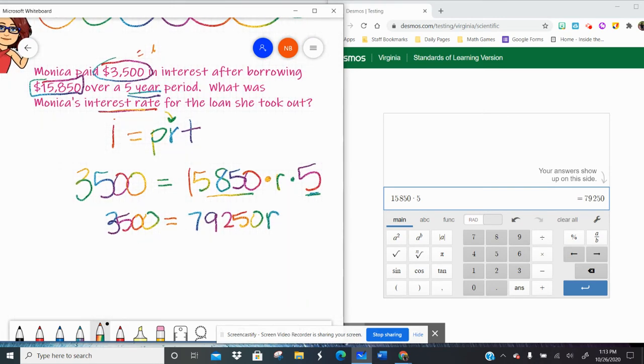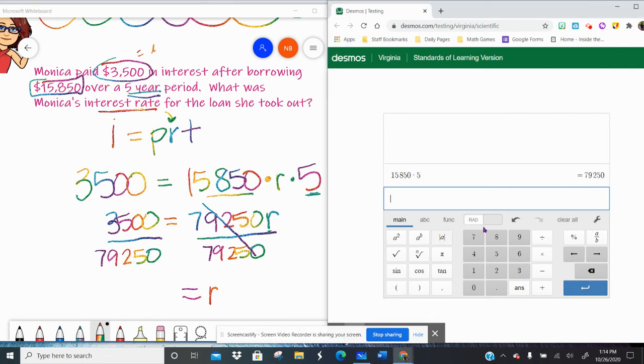We'll do a lot more of this when we get into our algebra unit. However, here's a little thing to know. When we have a number right next to the variable, that means multiplication. In order to clear that and to solve for R, we're going to do the opposite. We're going to divide by that 79,250. That number is called the coefficient. More to come on that in a little bit. So we're going to divide both sides, because whatever you do to one side, you have to do to the other.